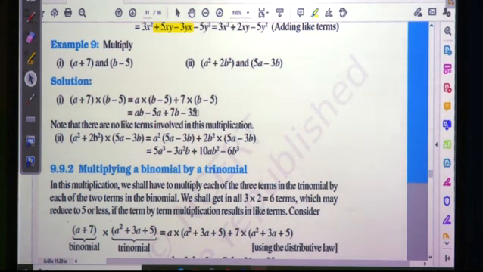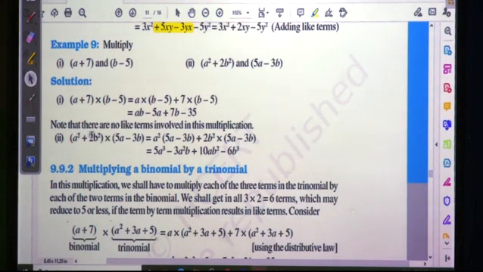Now, what like terms are there? Nothing. So, the answer will remain as it is. You can arrange the terms as you want, but the answer will not get changed. Note that there are no like terms involved in this multiplication. Yes, it has been mentioned here.